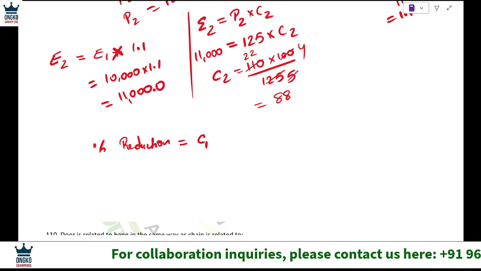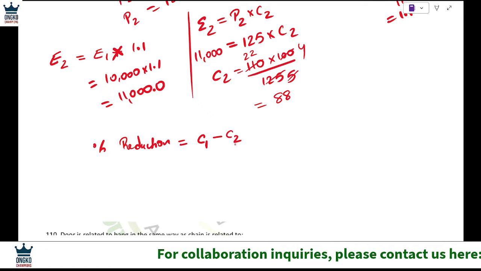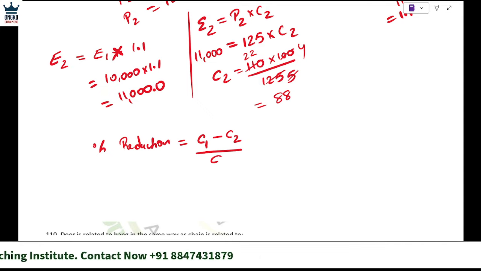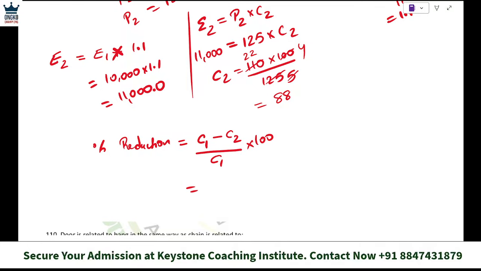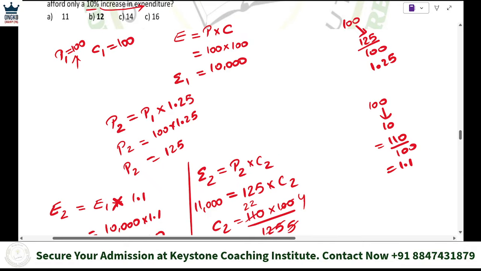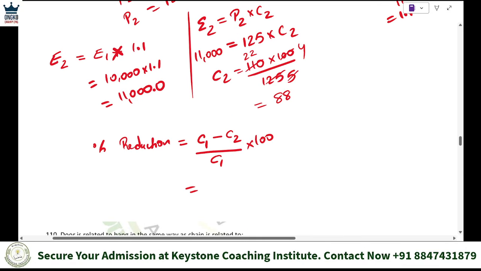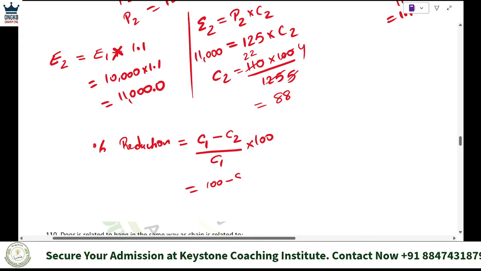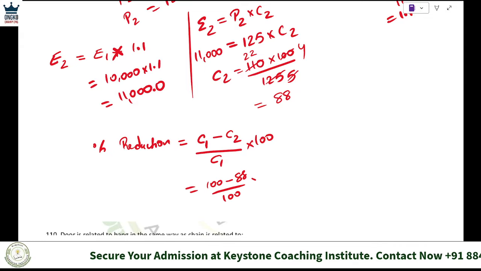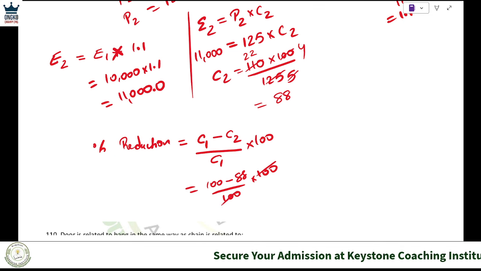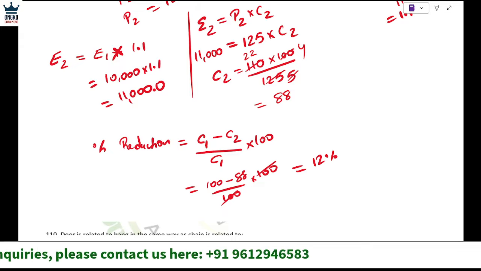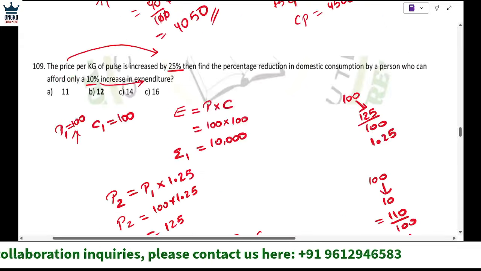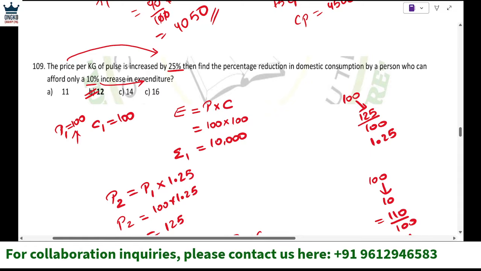Consumption 1, how much minus score will be required from the first consumption on. Yes, into 100. So consumption 1 though it was 100, right, it was 100. So here 100 minus consumption 2, which is 88, divided by 100 into 100, this 100 will be cancelled. Then 100 minus 88 will give us 12%. So the answer is 12. So this one is correct, B is the answer.